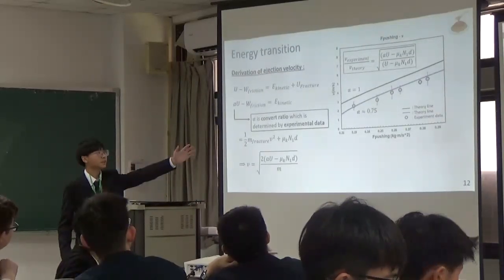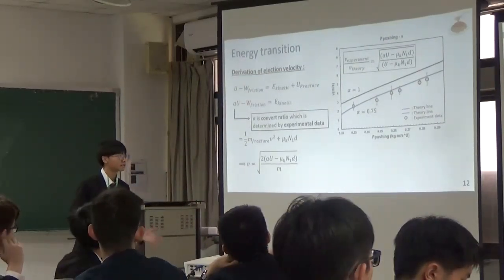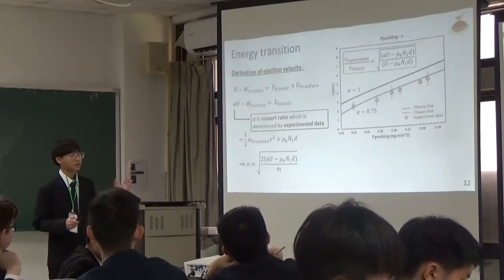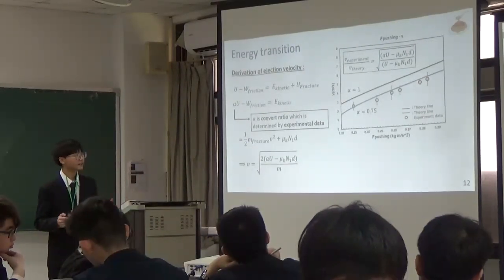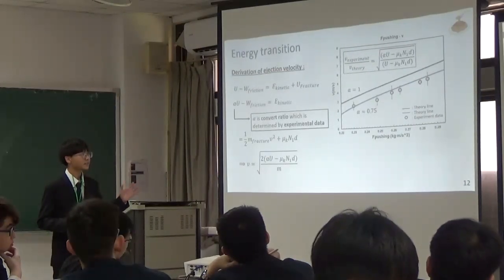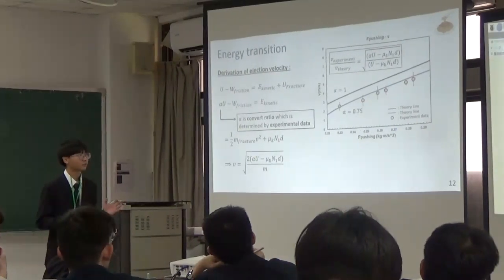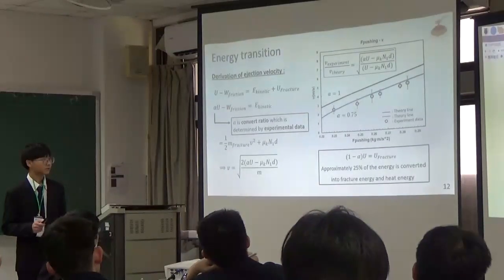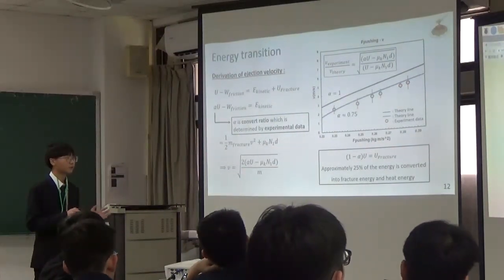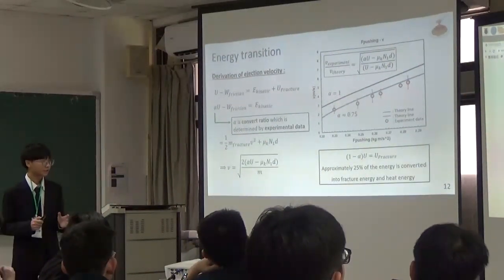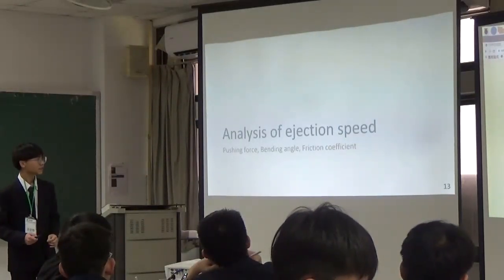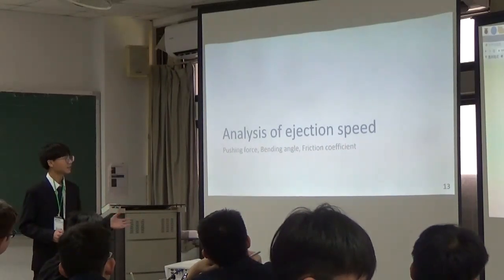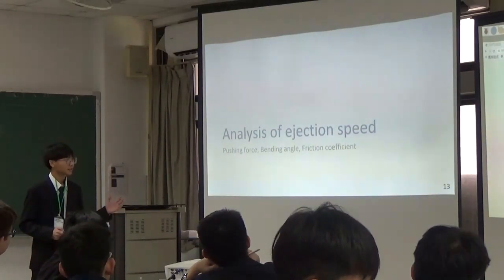But as you can see, the theory line doesn't match our real experiment data. So after some calculating, we get that alpha is nearly equal to 0.75. So approximately 25% of the energy is converted into fracture energy and heat energy. And next is the analysis of ejection speed.